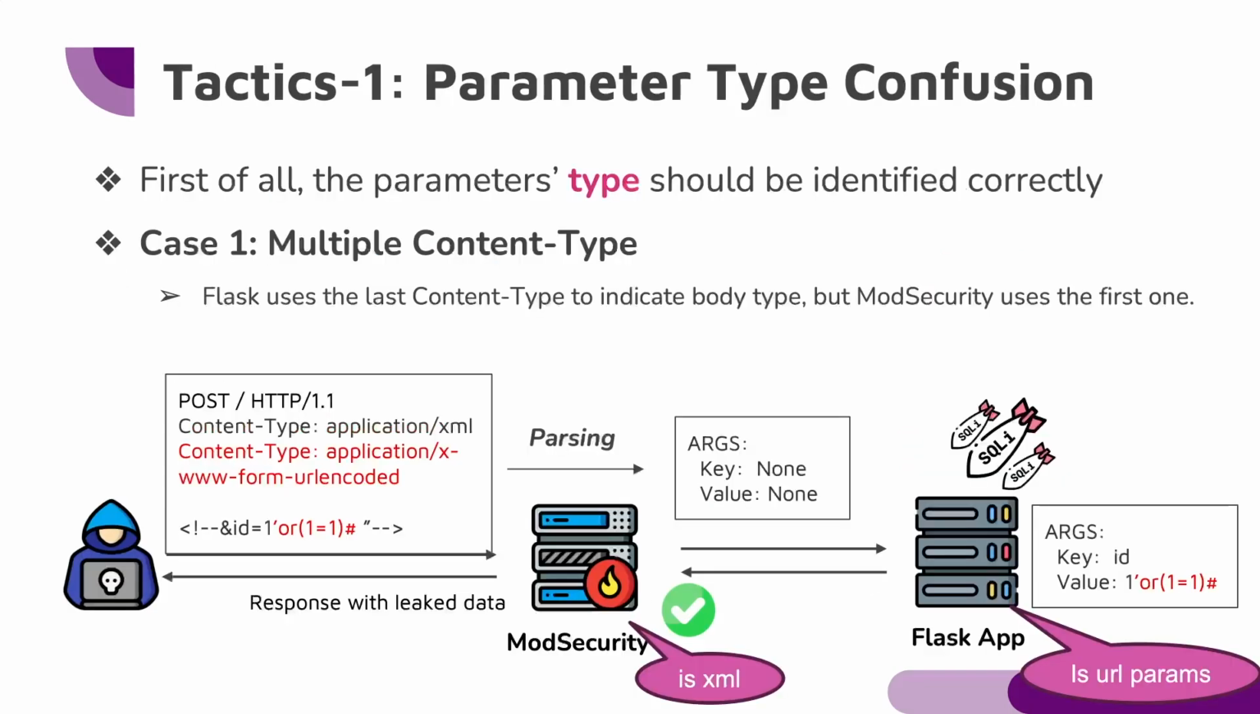First of all, the parameter type should be identified correctly to help the WAF extract the same parameters as the web app. We found that we can make fake content type headers to mislead the WAF to choose the wrong type to parse the body parameters. In these examples, ModSecurity thinks the body is XML, while the Flask app will use the last content type to indicate the body type. So, magically, an attacker can leverage these tactics to launch SQL injection attacks even with strict SQL injection rules.